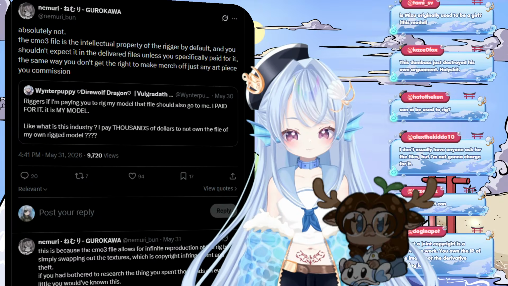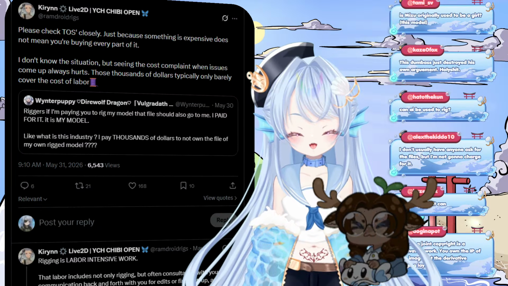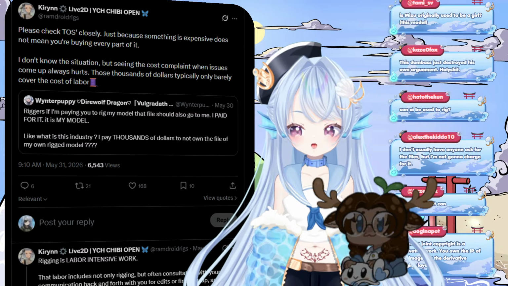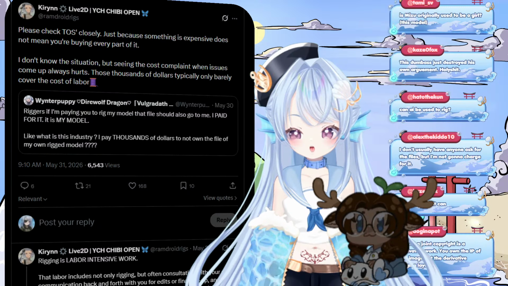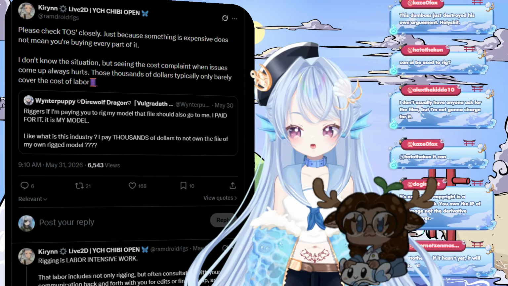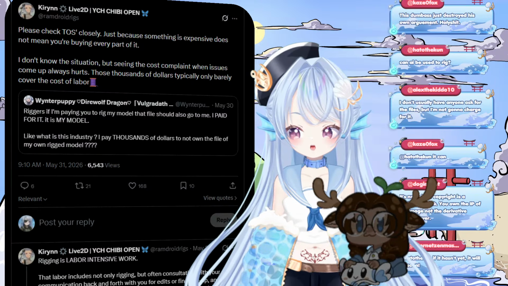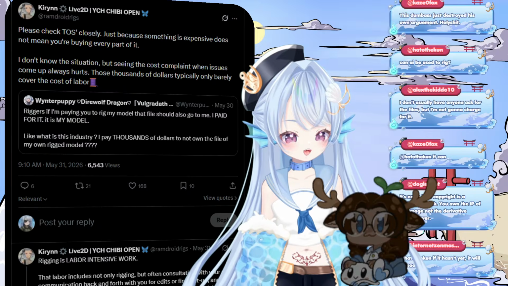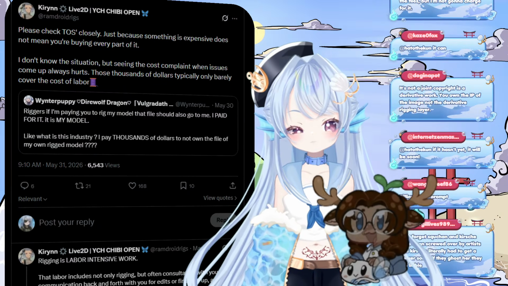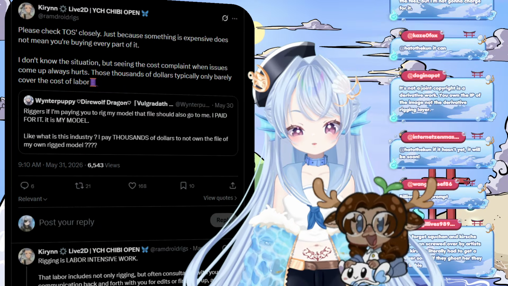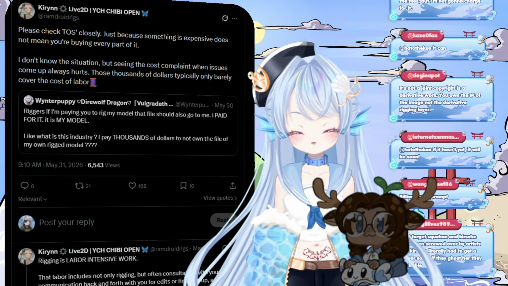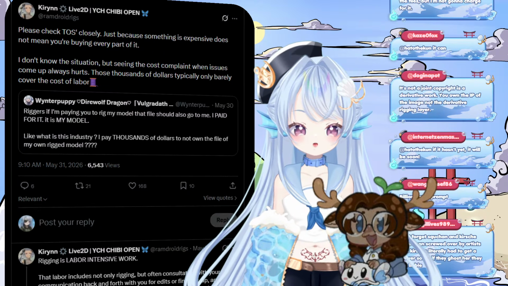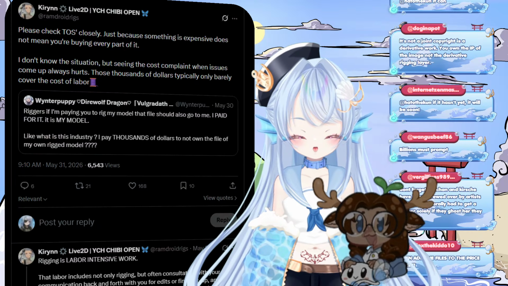Dumpy. And then we got, please check the TOS closely. Just because something is expensive does not mean you're buying every part of it. I don't know the situation, but seeing the cost complaint when issues come up always hurts. Those thousands of dollars typically only barely cover the cost of labor. You know, it's a good example. I don't know if you guys understand how much the average person makes in a month. When you say thousands of dollars only barely covers my costs, what are you spending your money on?